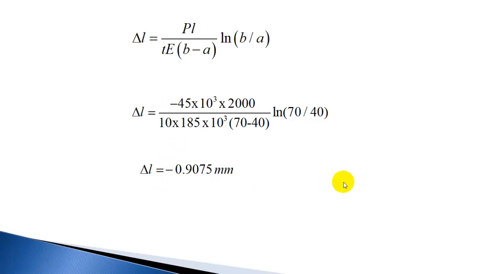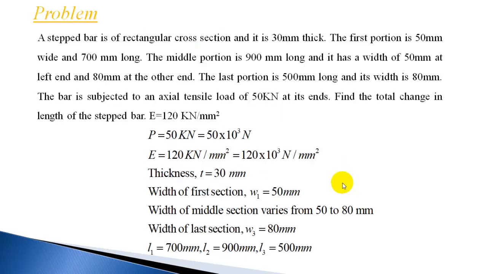Let us work out another numerical example on a step bar. A step bar is of rectangular cross section and it is 30 mm thick. The first portion is 50 mm wide and 700 mm long. The middle portion is 900 mm long and it has a width of 50 mm at the left end and 80 mm at the other end. The last portion is 500 mm long and its width is 80 mm.